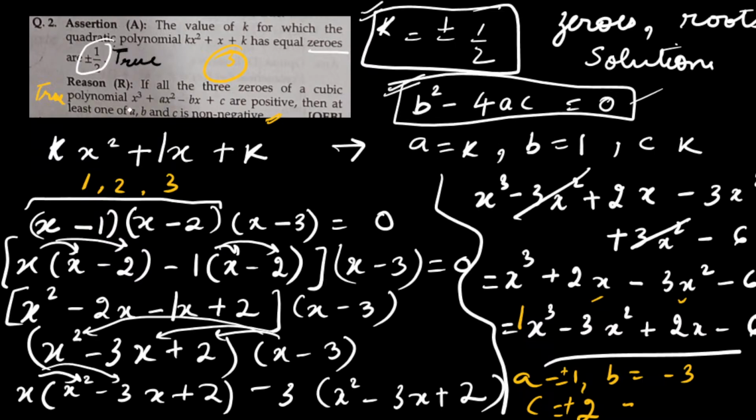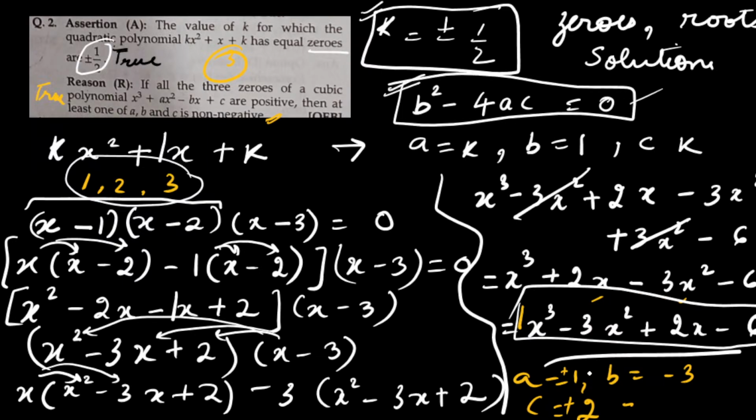And the second option they were telling, if all the zeros of a cubic polynomial are positive. So I just took one example. I took all the positive zeros, meaning solutions as positive, and I converted that into a cubic polynomial by doing their multiplication. And we got this polynomial as the resulting polynomial. So here value of A is plus 1, value of B is minus 3, value of C is 2. So what they mention, if all zeros are positive, then at least one of ABC is also positive. Non-negative means positive. So we can see here A and C are positive.